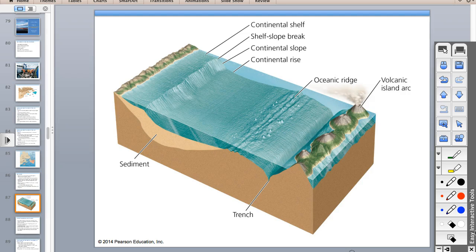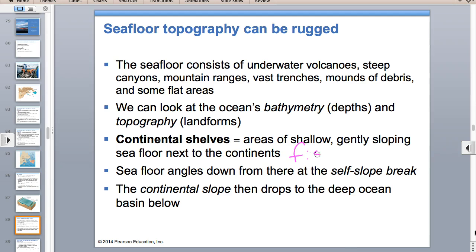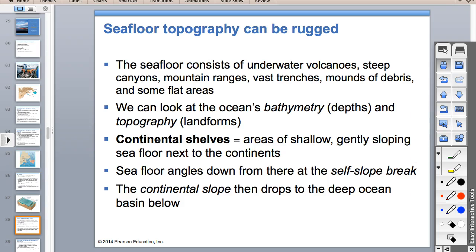So there's a nice review of geology and the bottom of the ocean. The shelves, that's where we fish. And this is the shallow part. It's still continental crust. That's all there is to that. The AP exam doesn't really have a whole lot of bathymetry, which is figuring out how deep it is and stuff.